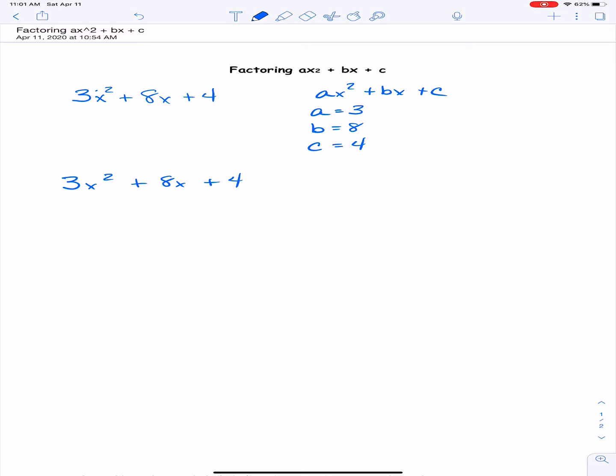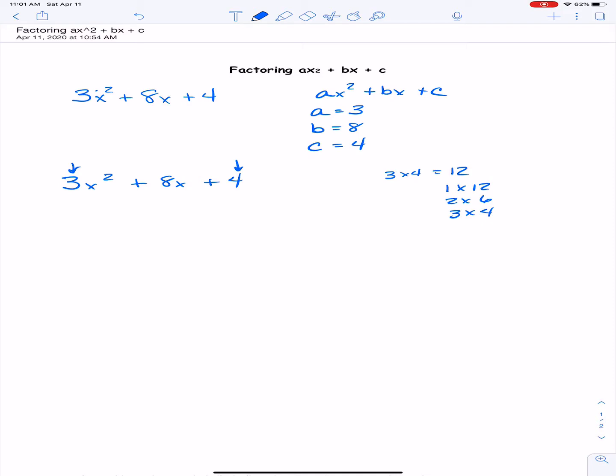I take my a term and I multiply it by my c term. So 3 times 4 is equal to 12. Now I'm going to break down this 12 into all of its multiplication pairs. We have 1 times 12, 2 times 6, 3 times 4. These are all of my factoring pairs of 12.